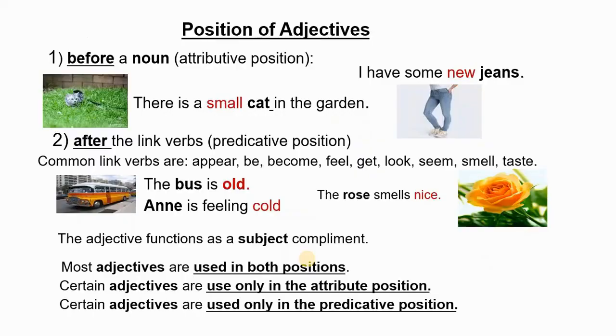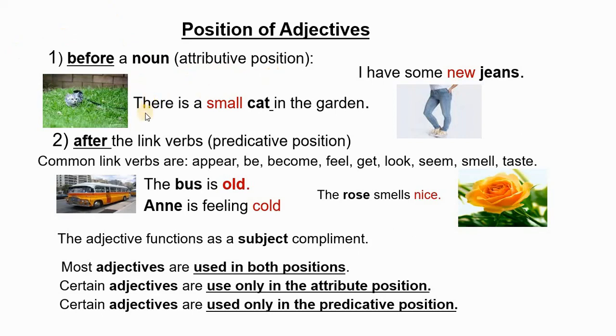Now, let's look at the position of adjectives in a sentence. There are two main positions, okay? So the first important position is before a noun, and we call this the attributive position.